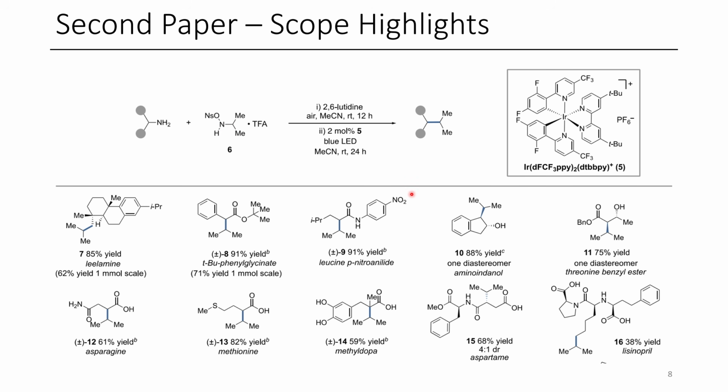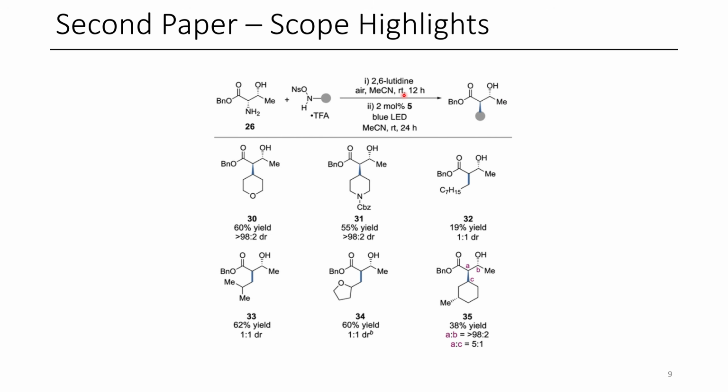A number of functional groups were well tolerated, and they even did this on derivatives of amino acids to show that this was an amenable process. It is worth noting, however, that when we have a group in the 3 position, this led to poor diastereoselectivity, and I would assume that this is because the radical at position C is able to racemize before it's able to couple with the radical in position A.